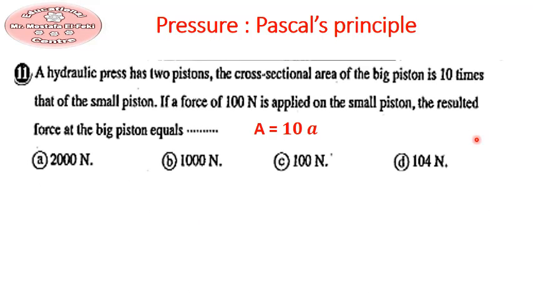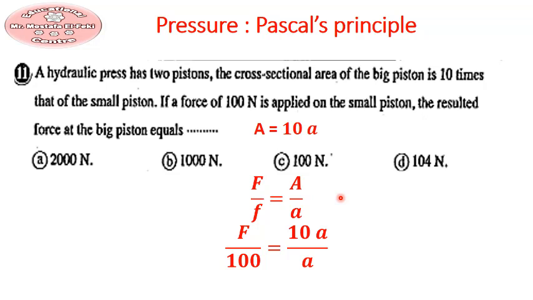A hydraulic press has two pistons. The cross-section area of the big piston equals 10 times that of the small one. If a force of 100 Newton is applied on the small piston, the resultant force on the big piston equals? Since F capital divided by F small equals A capital divided by A small, and instead of A capital we write 10 A small, cancel A small with A small, then the force equals 1000 Newton.